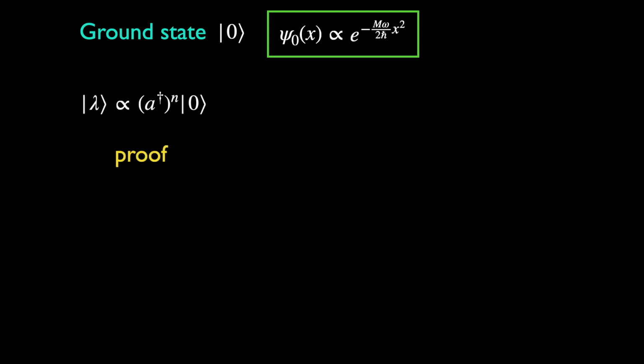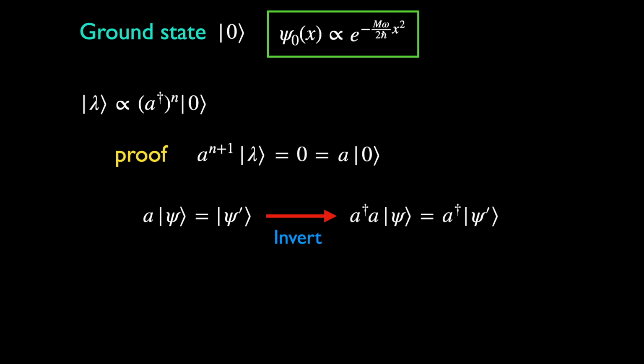Here's the proof. One thing we can be sure is that we cannot descend from the state lambda for an infinite number of steps. That is, after applying A some n+1 times, where n is non-negative, we must reach 0. This is of course the same as applying A to the ground state. Here it is useful to look at the following general relation, in which descending from an eigenstate psi, we reach another eigenstate psi prime. The question is, could we invert this equation and express psi in terms of psi prime instead? Let's try by applying A dagger to both sides of the equation.